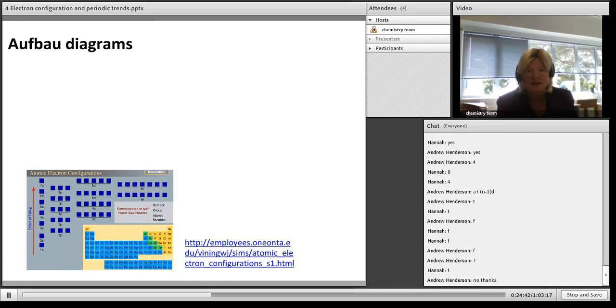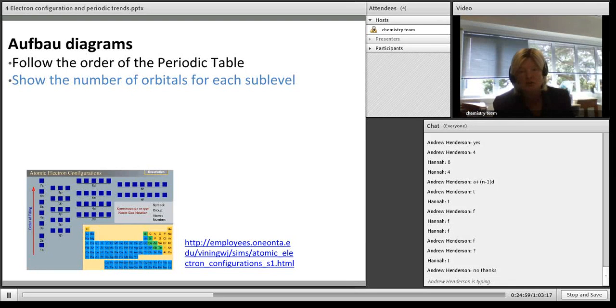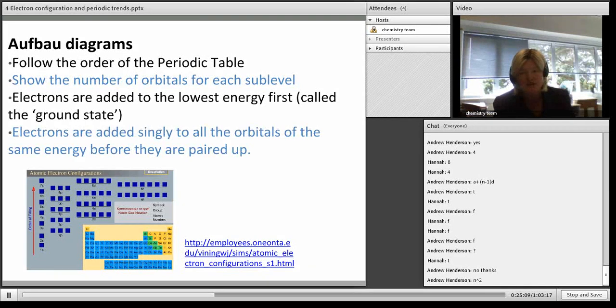Okay. What we're going to look at now is, to follow the order of the periodic table, you've got to show the number of orbitals for each sublevel. So, remember, it was 2s, 2p, 3s, 3p, you've got to write those in. And then you add to the lowest energy first. And then you add the electrons singly before they get paired up.